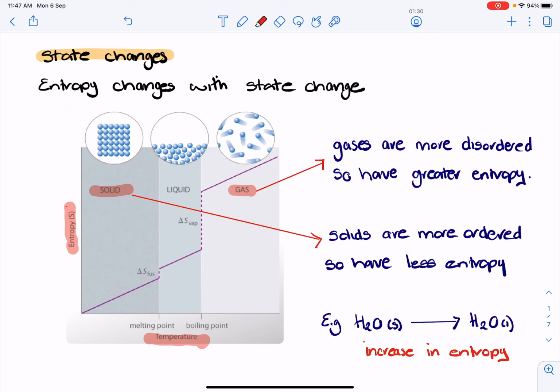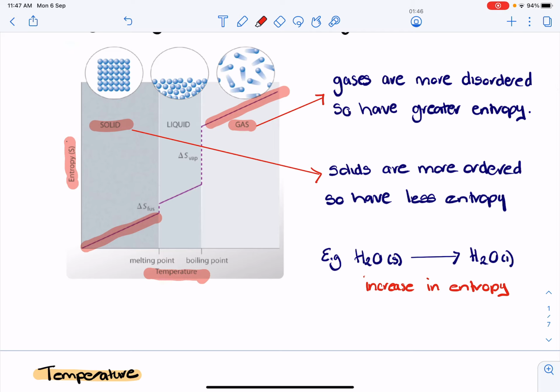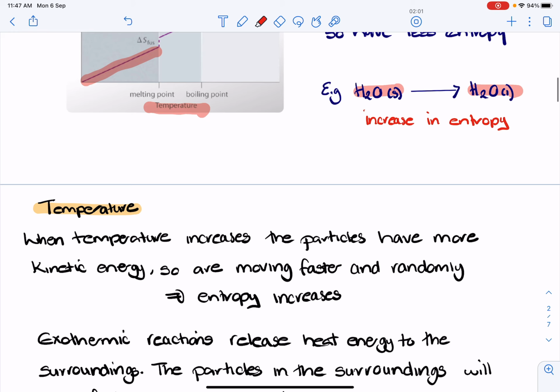Solids are more ordered, so they have less entropy, hence this is why it's lower down on the graph here. Whereas gases are more disordered, they move randomly, so they'll have greater entropy. This is why your line goes up on this graph. So you can see here, going from H2O solid to liquid and then maybe gas, you're going to get an increase in entropy, and that's because liquid particles and gas particles have the freedom to move, more random movements, more disorder, more entropy.